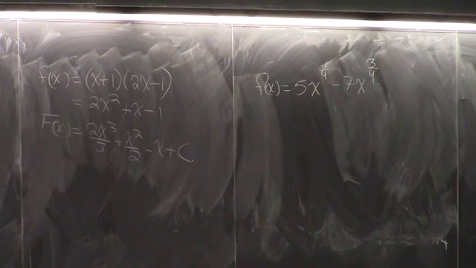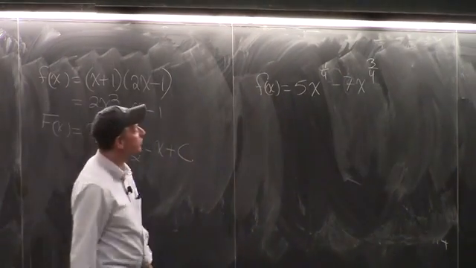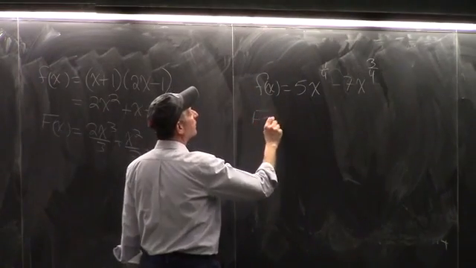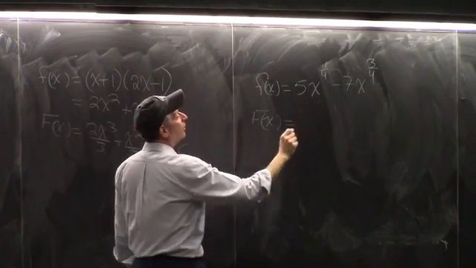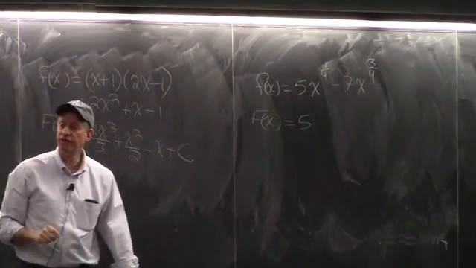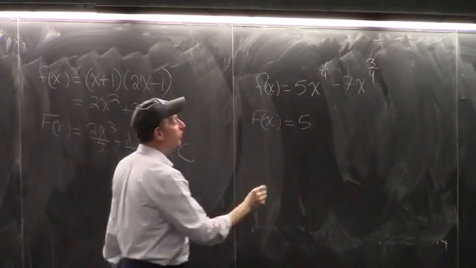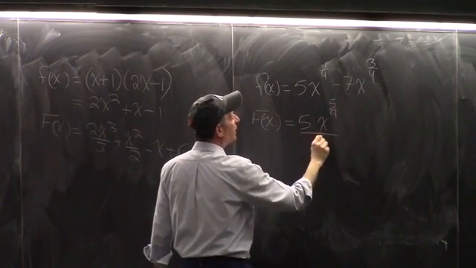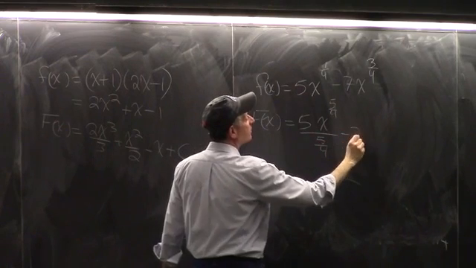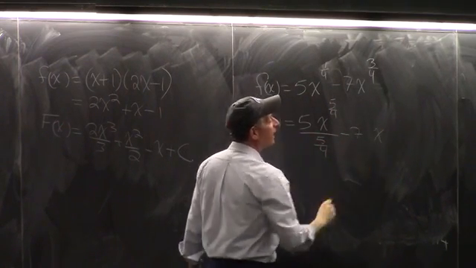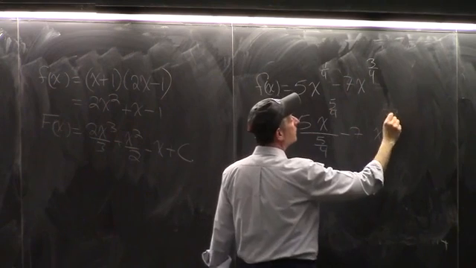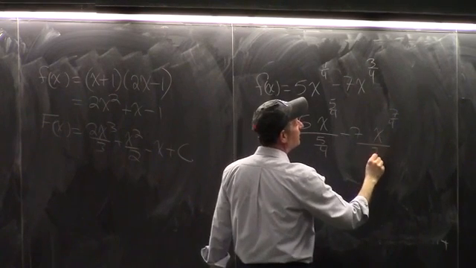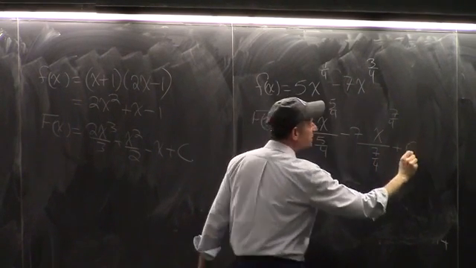All right, let's do this one. So this is the annoying part, is you have to add 1 to 1/4 and 1 to 3/4. So we have 5x to the 1/4. 1/4 plus 1 is 5/4, divided by 5/4. Minus 7, x to the 7/4, divided by 7/4 plus c.